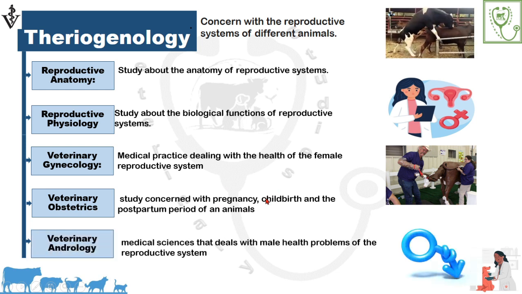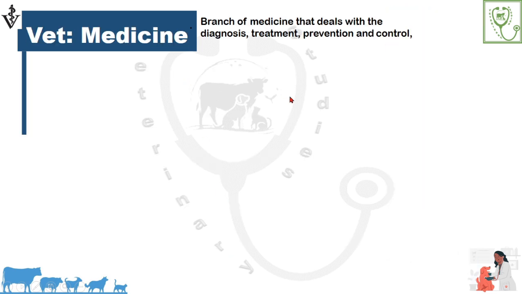Veterinary andrology. It is a science in which we study about the male health problems of the reproductive system. Now, veterinary medicine. It is a branch of medicine which deals with the diagnosis, treatment, control, and prevention of diseases in animals.